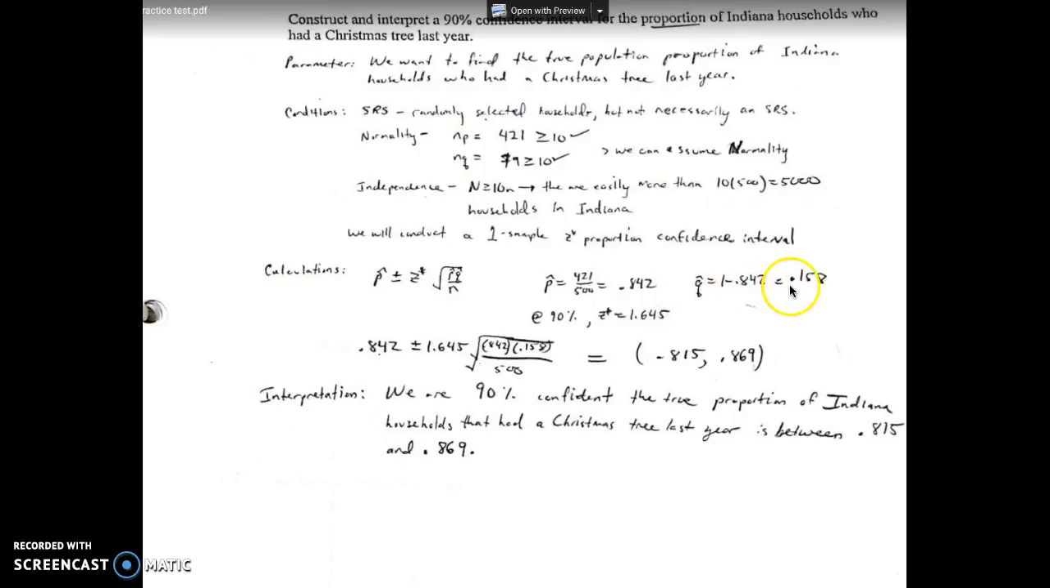q is 1 minus that number, which is 0.158. When we're doing 90% confidence, z star is 1.645. We're just going to plug these numbers into the formula. We get this interval, 0.815 to 0.869. Last thing, step 4, your interpretation. You are 90% confident the true proportion of Indiana households that had a Christmas tree last year is between 0.815 and 0.869. And that is the whole 10C practice test.